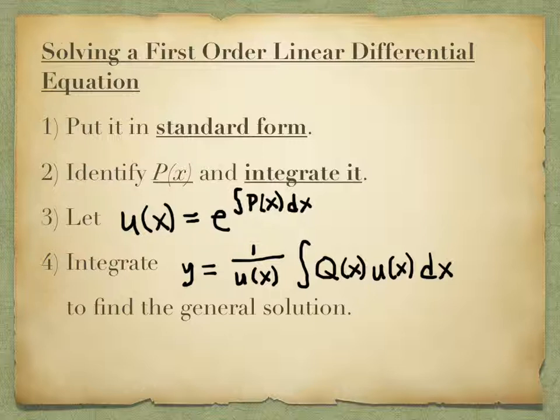After we integrate it, we're going to let this other function u of x equal e to the integral of p of x dx. Well, that integral of p of x, that piece right there, that's what we found in step 2. So what we're really doing in step 3 is saying e raised to what we found in step 2. That's all it is. Once we find that u of x value, then we can do step 4.